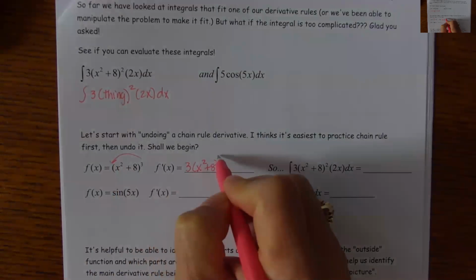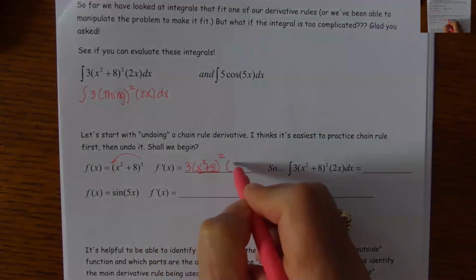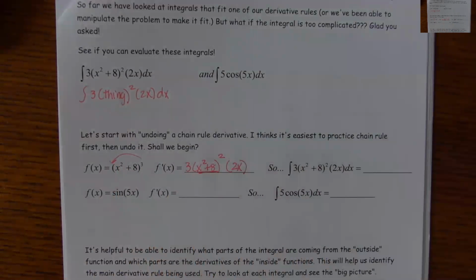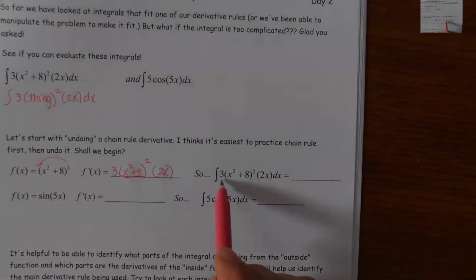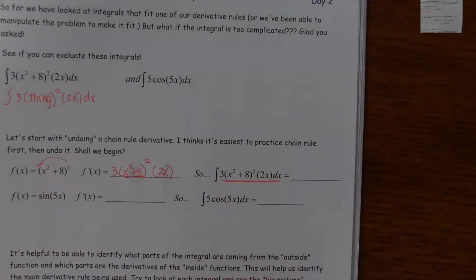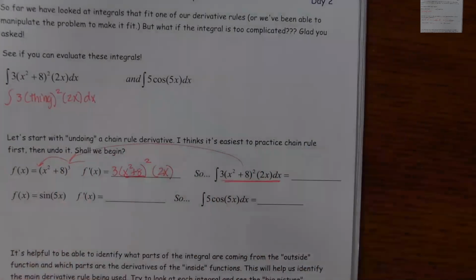There's a thing, I go down a power, and then I have to multiply by the derivative of that. True? Well, what happens today is I give you this, which is the derivative. And what am I going to ask you to do? I'm going to ask you to take this derivative and turn it back into what we started with.